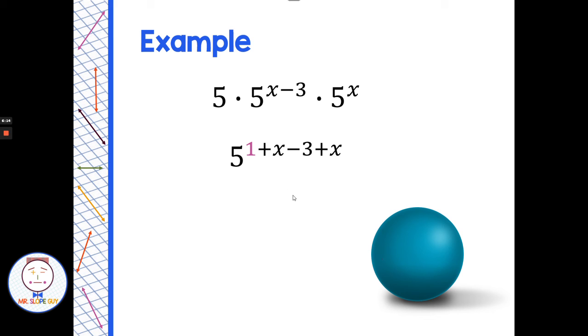So then when I combine like terms here in the numerator, x plus x is 2x, and 1 plus a negative 3 is negative 2. So I have 5 to the 2x minus 2.